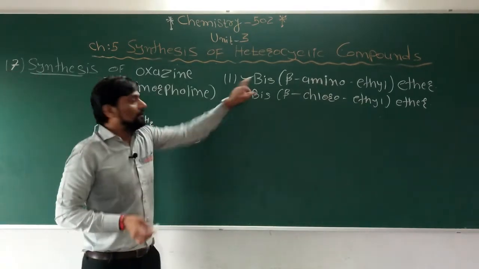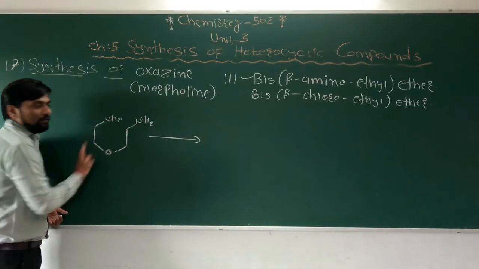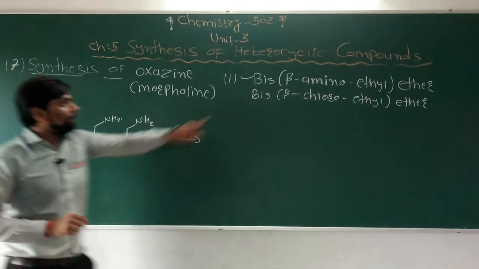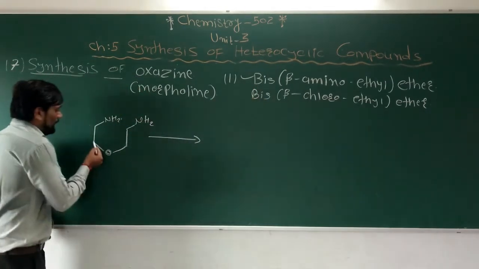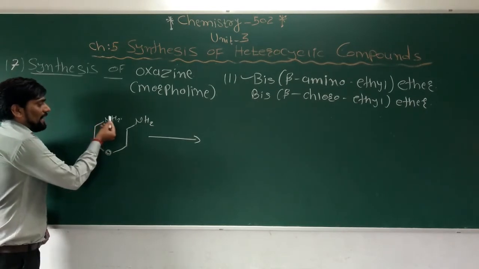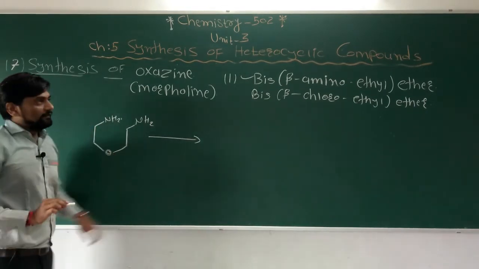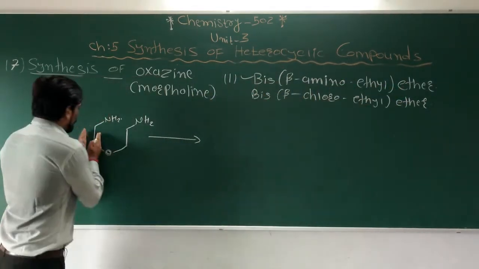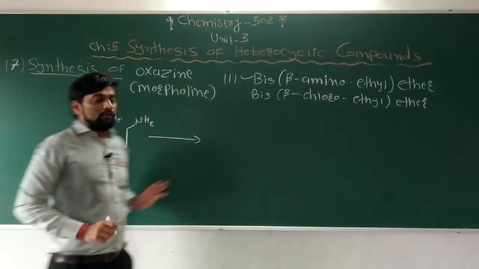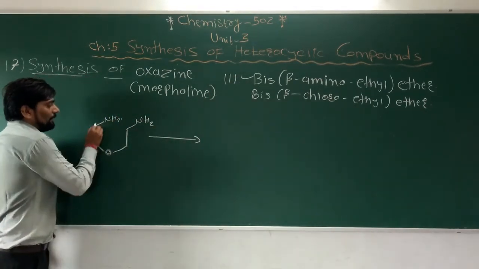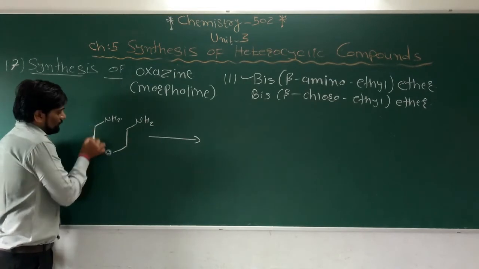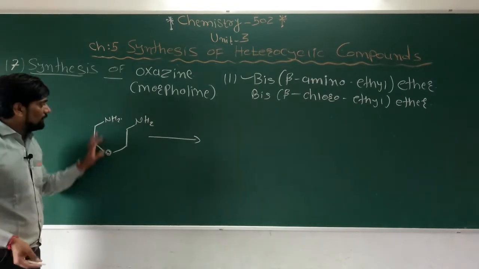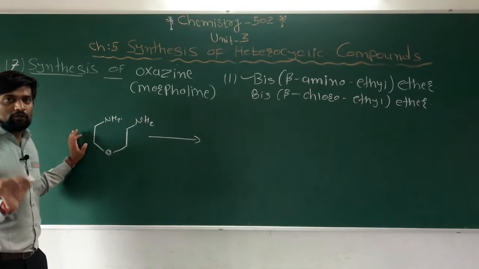Why is it called bis? Because it has 2 identical groups attached to the oxygen. That's why the compound name has bis; both are the same. So this compound name is bis beta amino ethyl ether. This CH2 is known as ethyl, and here the oxygen is why it is known as ether. So this is bis beta amino ethyl ether.